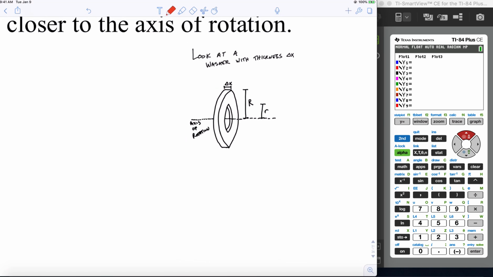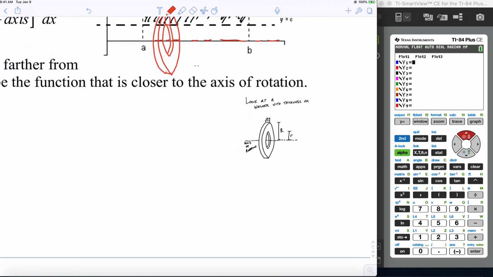So the capital R is going to be the outermost radius, which will be the radius of the big cylinder, and the little r will be the radius of the inside cylinder. And we want to do the volume of the big cylinder minus the volume of the little cylinder.